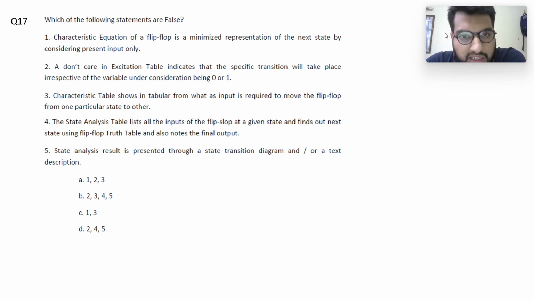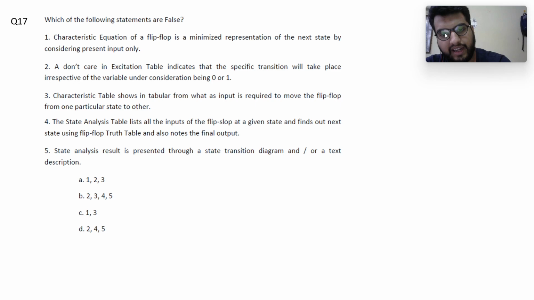A don't care in excitation indicates that a specific transition will take place irrespective of the variable under consideration being 0 or 1. That's correct. Number 3, characteristic table shown in tabular form what input is required to move a flip-flop from one particular state to another. Correct. And the 4 is: the state analysis table lists all the inputs of flip-flop at a given state and finds out the next state using flip-flop truth table and also notes the final output. Number 5, state analysis result is presented through a state transition diagram and or a text description.